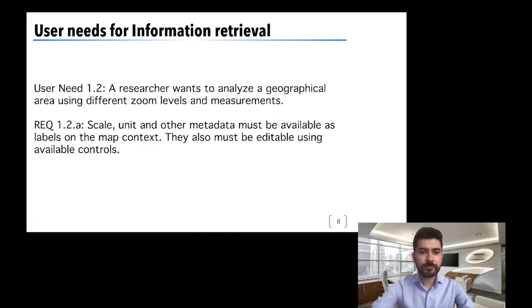The second user need, a researcher wants to analyze a geographical area using different zoom levels and measurements. So users should be able to configure their experience on reading the map. This is very important because different users might need different scale, unit, and other metadata in order to read and to understand the data that are on the map. And so scale, unit, and other metadata should be available as labels on the map context. Of course, they also must be editable using available controls on the map.